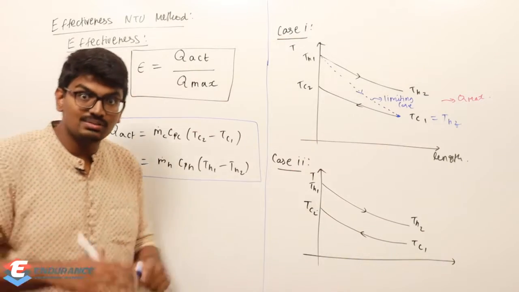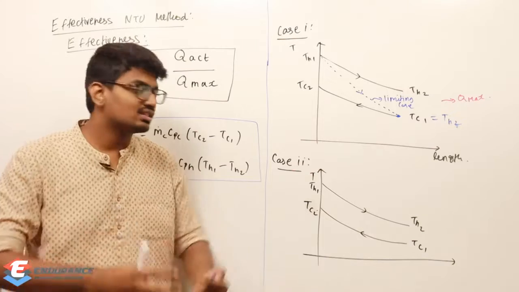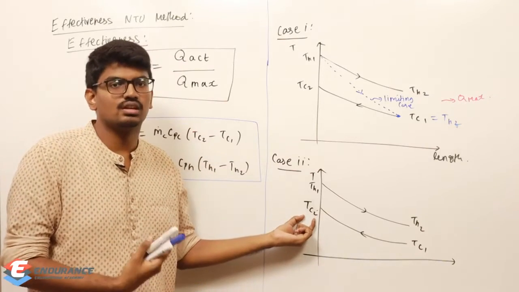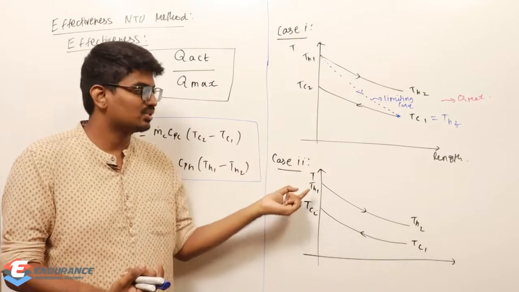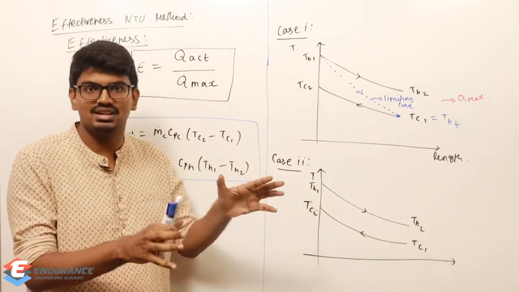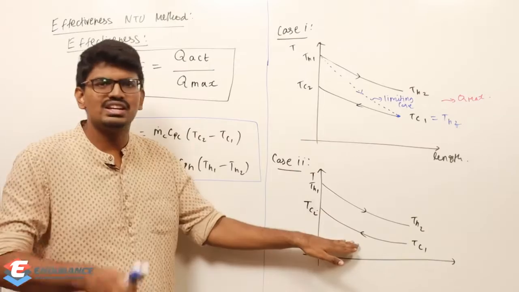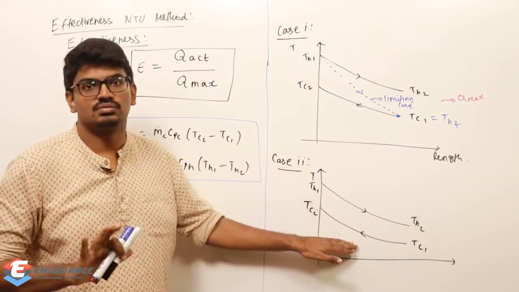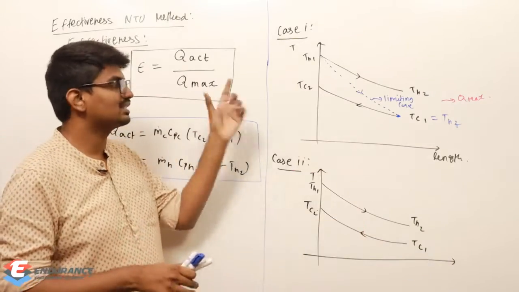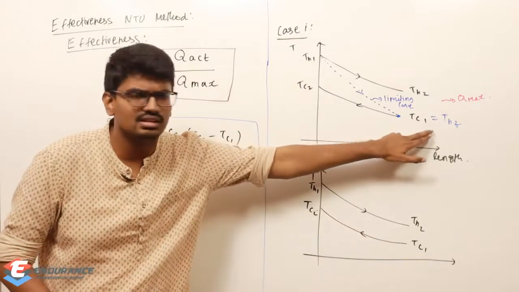Now coming to another case. What is the maximum possible, what is the limiting case of this TC2? Of course, TC2 cannot go above TH1, right? Suppose hot fluid's temperature is 100 degrees Celsius. Cold fluid can never go above 100. In fact, it cannot reach 100 also. That is why it's an ideal condition. This Qmax is actually an ideal condition. This is also an ideal condition.